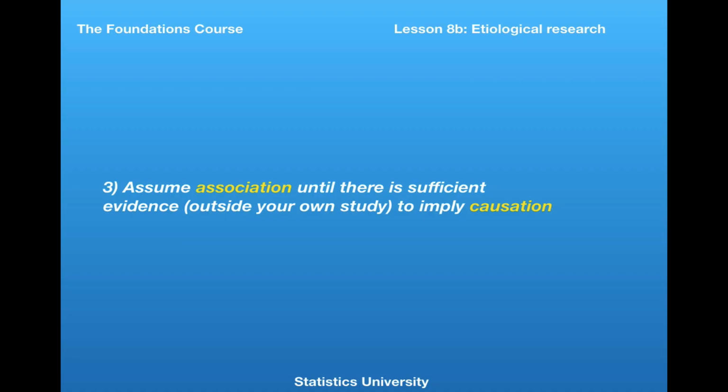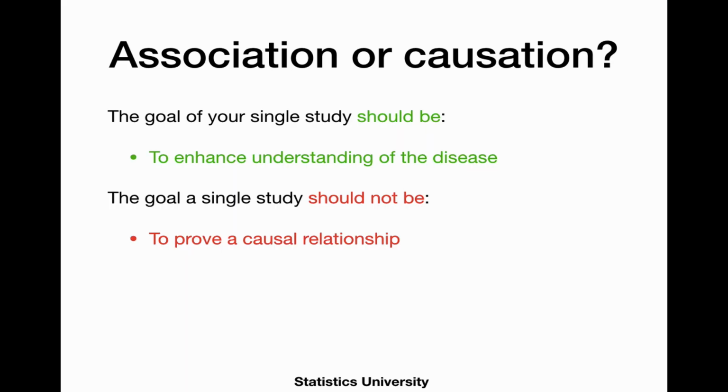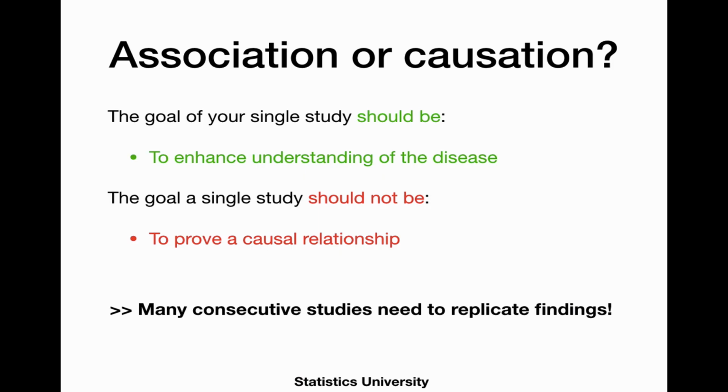Now, point 3 is that in etiology research, we should assume association until there is sufficient evidence outside your own study to imply causation. And the goal of a single study should be to enhance understanding of the disease and potential risk factors, but it shouldn't be to prove a causal relationship, since many consecutive studies need to replicate findings before a causal relationship between risk factor and disease will be established.